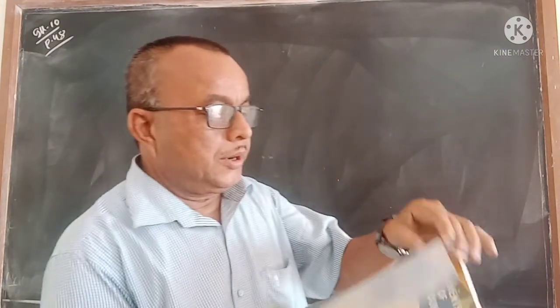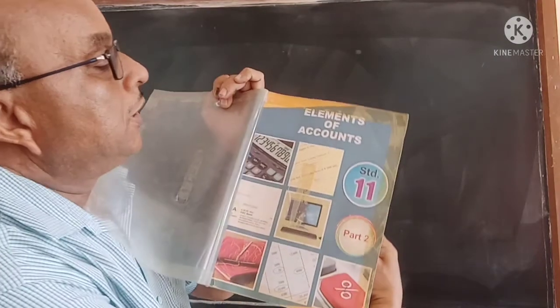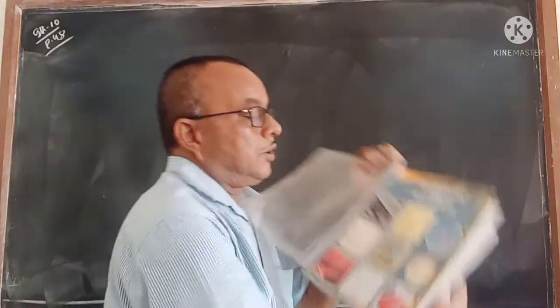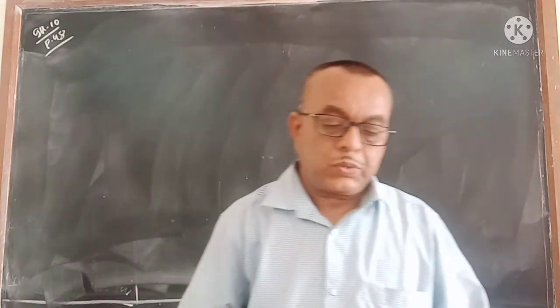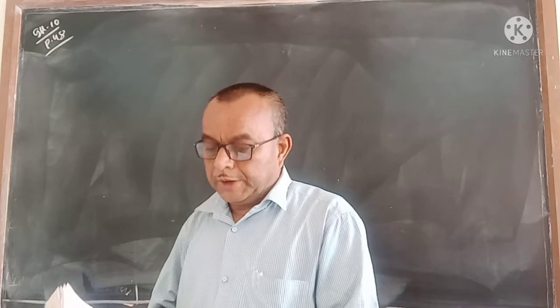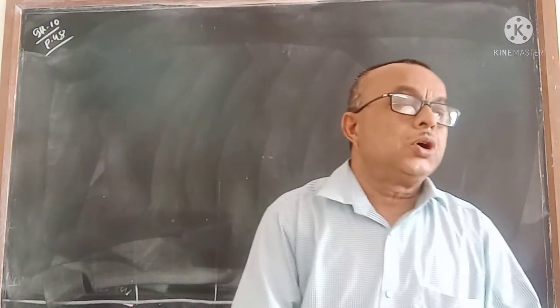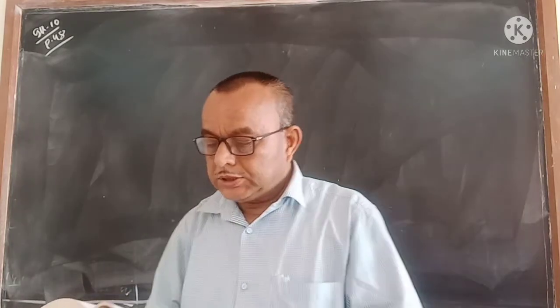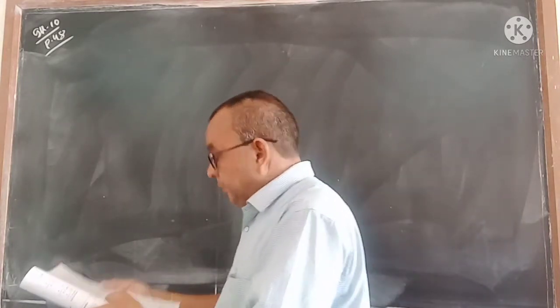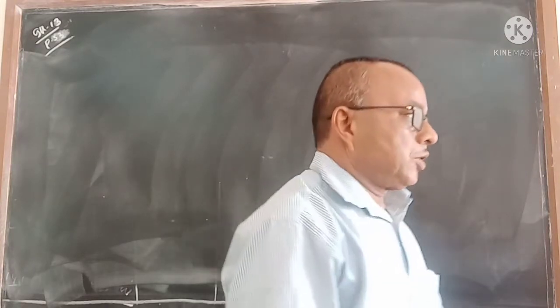Let us start our next video on the basis of elements of accounts, standard 11, part 2, not part 1. The second chapter, depreciation. In the previous video, I solved one complicated illustration. Now page number 53, illustration number 13. That is also more complicated compared to the previous one.